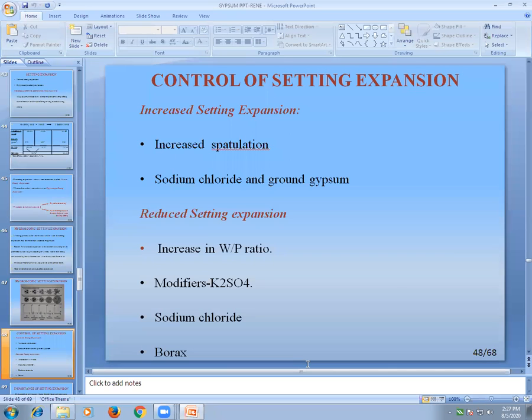So now, control of setting expansion. Setting expansion is increased by increased spatulation, or when you add sodium chloride, dihydrate crystals, or brown gypsum. That helps in increasing the setting expansion. Expansion is reduced by an increased water powder ratio and by modifiers like potassium sulfate, sodium chloride, and borax.